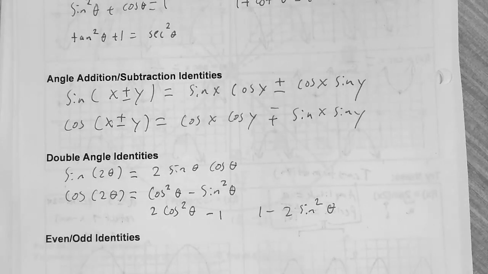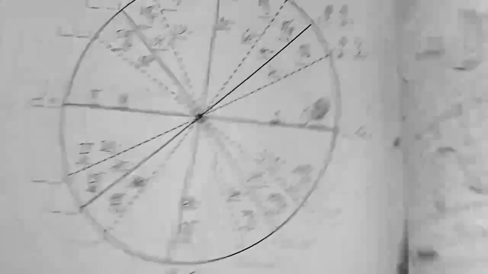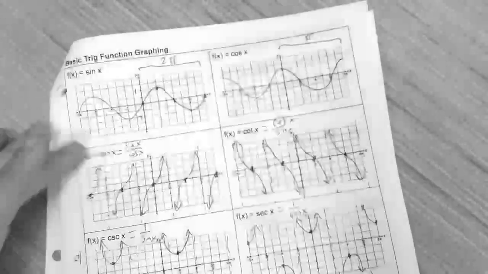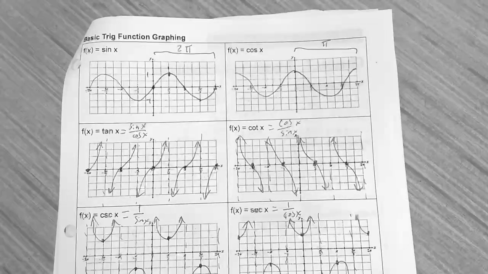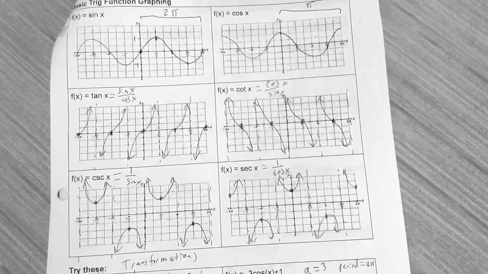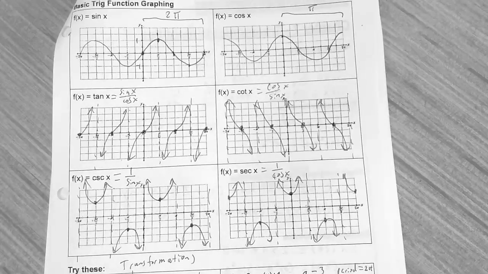Okay, that's all for cosine. This is the last one, even and odd. Which of the functions are even and which are odd? Even means symmetrical about the y-axis. Cosine is even, and secant is even. The rest are odd.